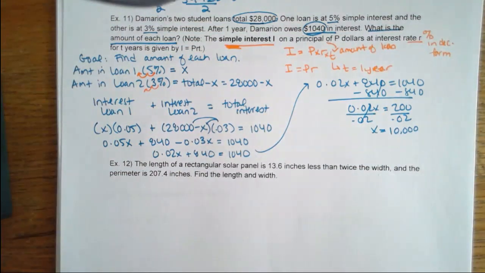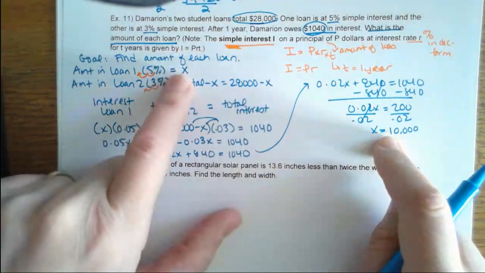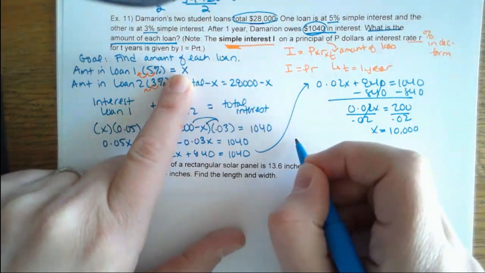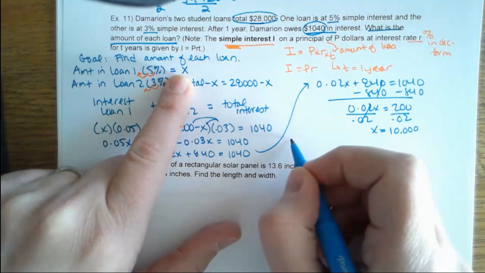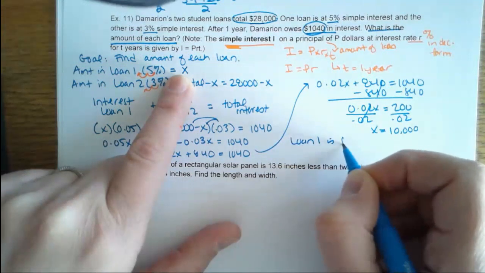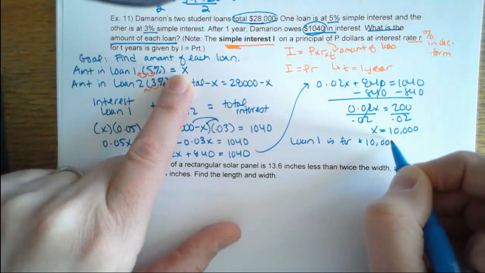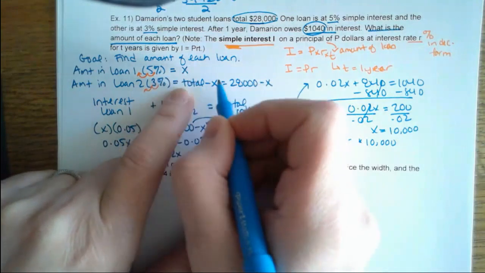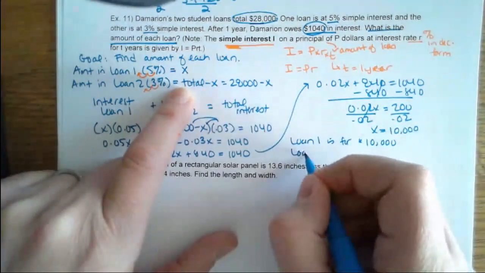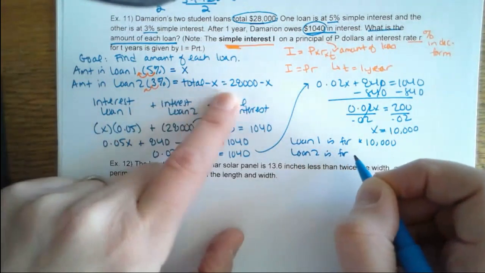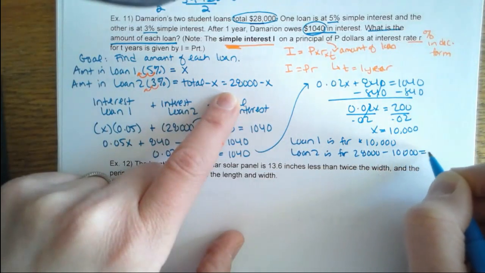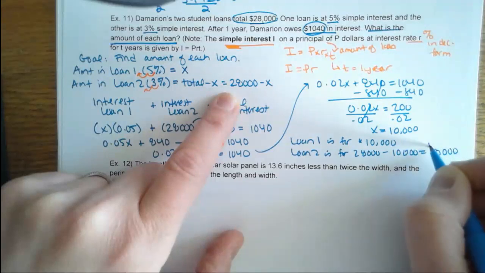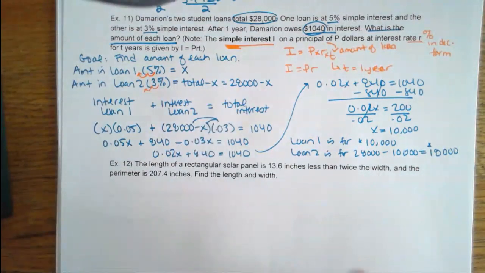So what does this mean? Well, remember x represented the first loan. So this means that loan 1 is for $10,000, right? Because that was the x here. And loan 2 was the 28,000 minus whatever x is. So in this case, loan 2 was the 18,000. So we're able to backtrack and find the original two loan amounts.